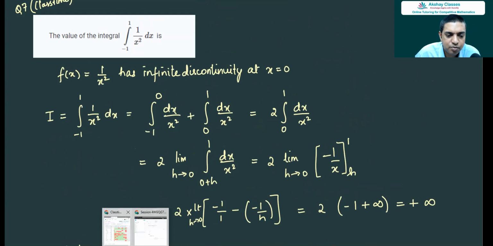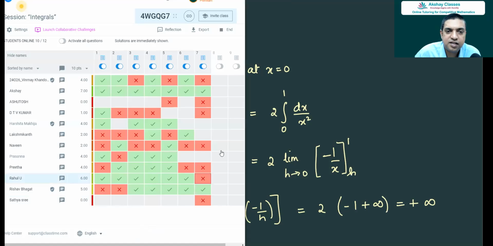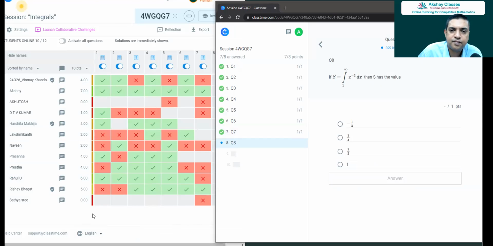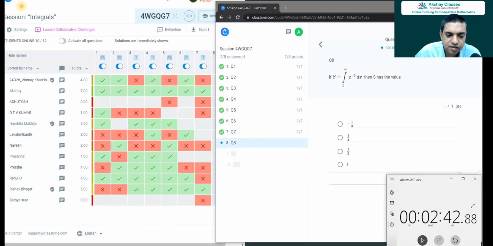Okay, I hope it's clear. Now next, let's go to the next question. So I've opened out question number 8. So please check. This is again an infinite improper integral. I'll give you 2 minutes time. It's simple. Please do so.